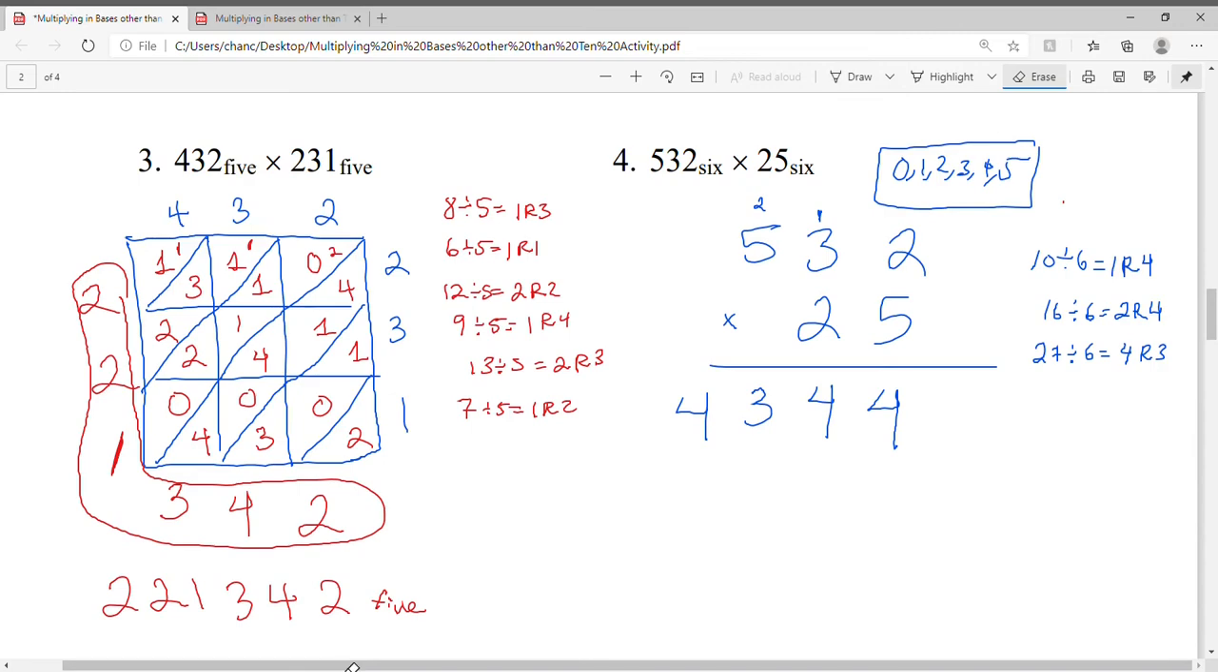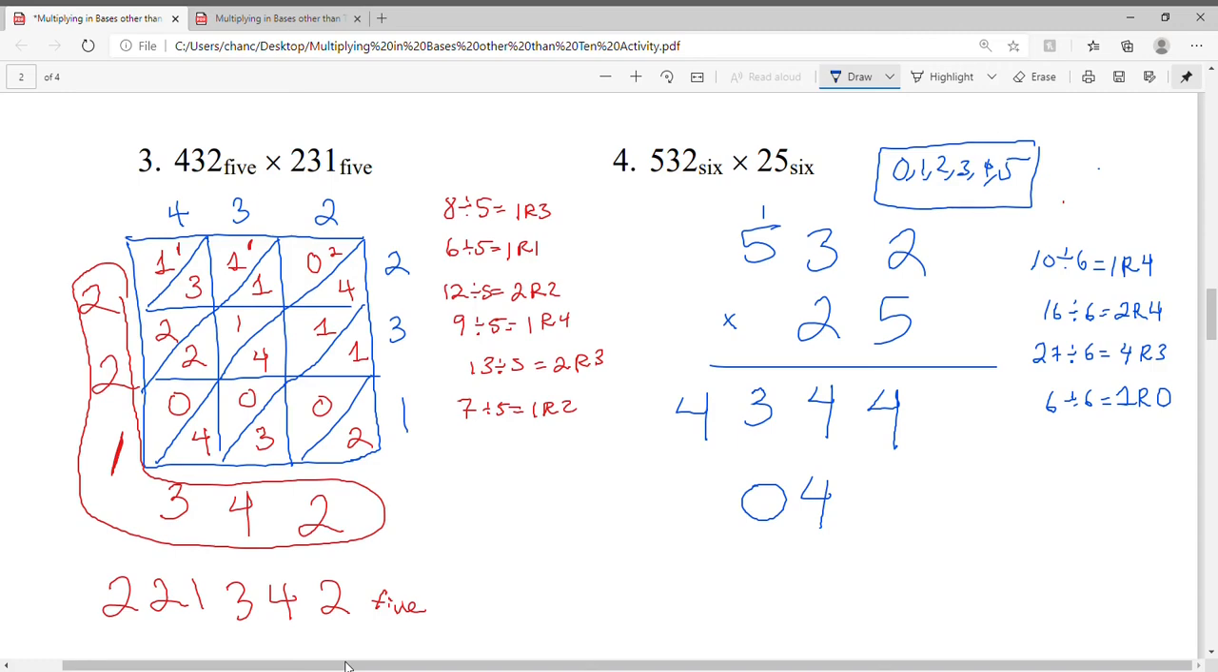Then we'll erase these numbers on the top so they don't confuse us, and we'll try the process again. This time we'll start with the 2. 2 times 2 is 4. 2 times 3 is 6. 6 is equivalent to 1 remainder 0. So we'll put a 0 here, and then we'll carry that 1 over.